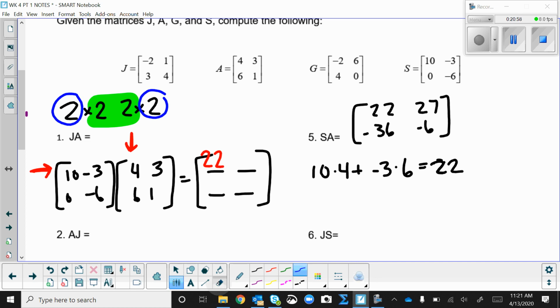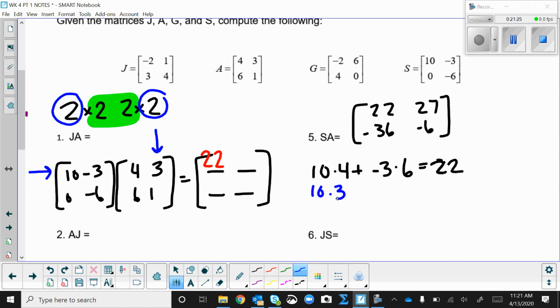Now let's do row 1, column 2. Put your fingers on the first entry in each one. So that's the 10 and the 3. Those get multiplied.